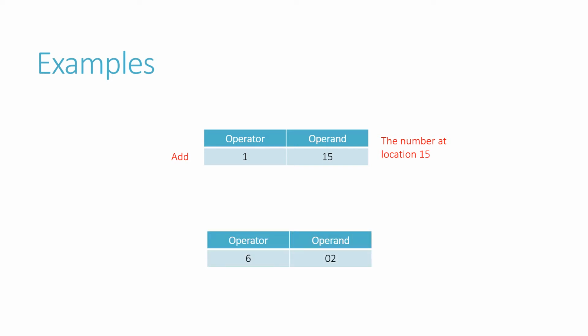Here's another example. 6 represents branch. It's telling the program counter to jump to a new memory location. And 02 means the instruction at location 02. So in the first instance, the memory location is storing a data value, and in the second example, the operand is pointing to another instruction.